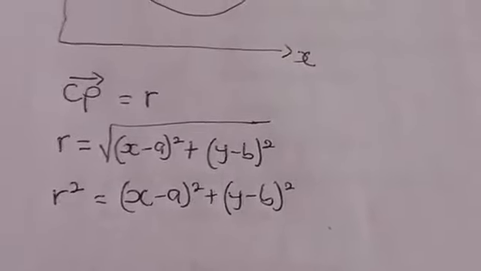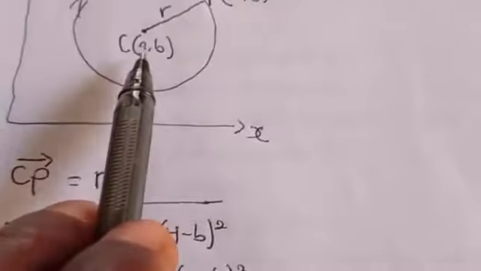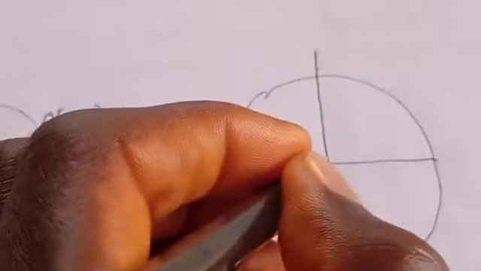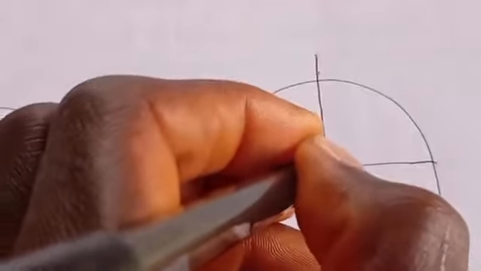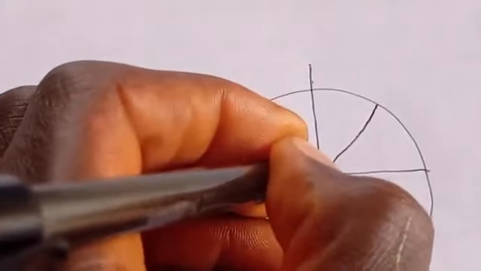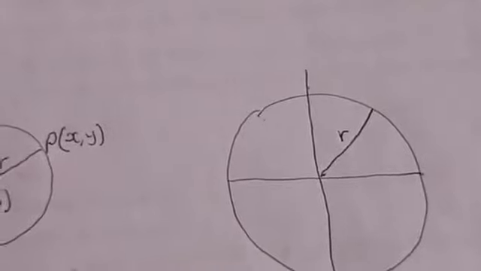Now, in this case they specify A, B. What if the center of the circle is the origin? Here you have a point on the circumference drawn to the center, and here is our radius because it's a constant.